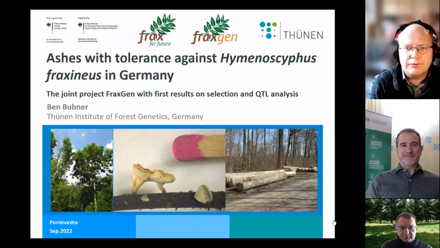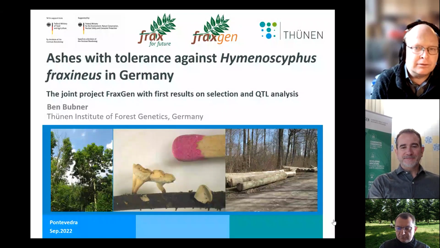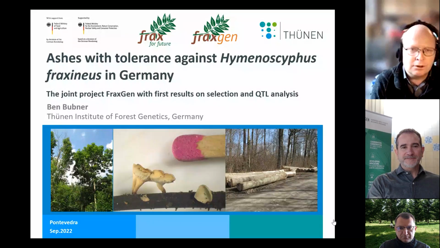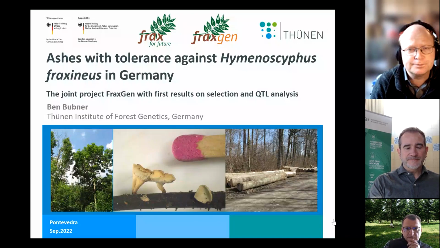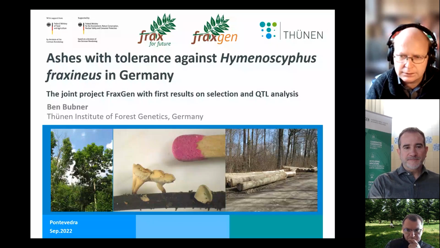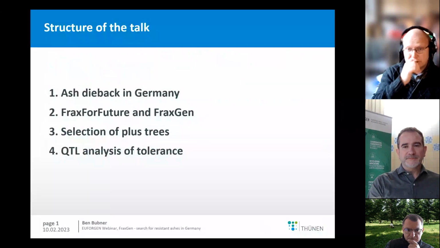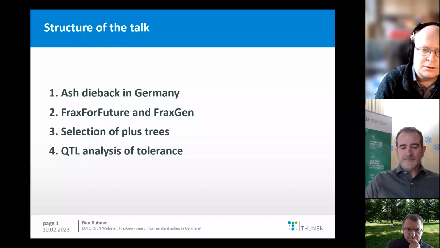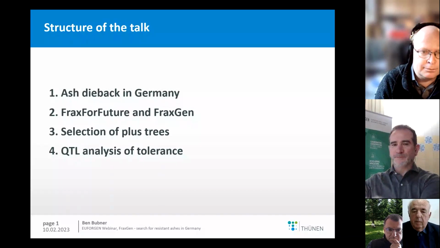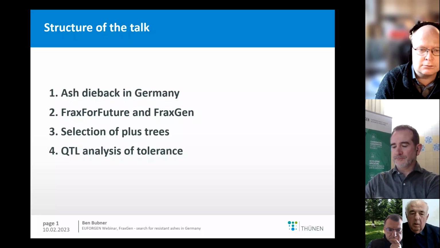Hello, everybody. Thank you for the invitation to give a talk and everybody who attends today. My name is Ben Bubner and I'm from the Thuenen Institute of Forest Genetics in Germany, and I will talk about the German efforts to select tolerant ash trees. So I will say something about Ash Dieback in Germany, say about the structure of ongoing projects in Germany, talk about selection of plus trees, and give also an insight to the QTL analysis of tolerance.